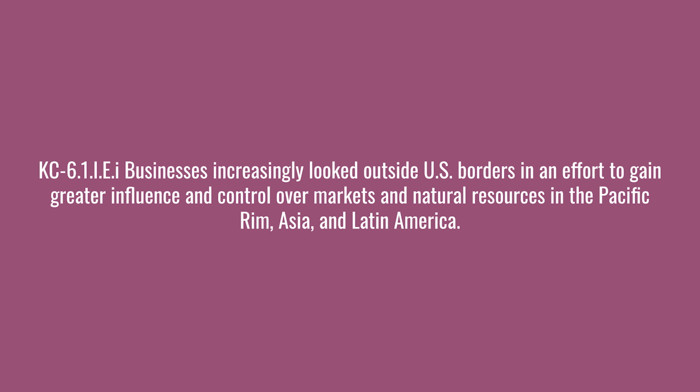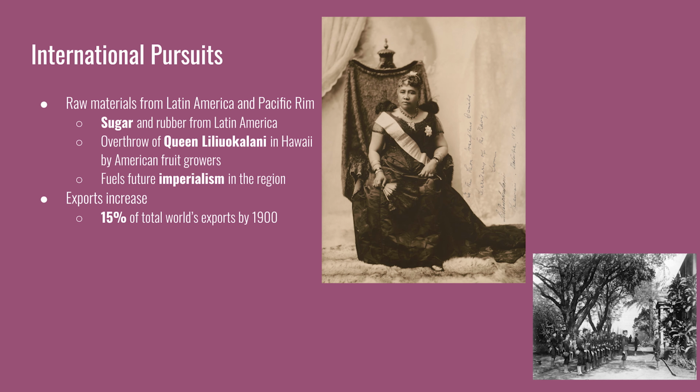The last key concept is business increasingly looked outside the U.S. borders in an effort to gain greater influence and control over markets and natural resources in the Pacific Rim, Asia, and Latin America. The United States would get raw materials from Latin America and the Pacific Rim. They would import sugar and rubber from Latin America. They would import sugar and other fruits from Hawaii.